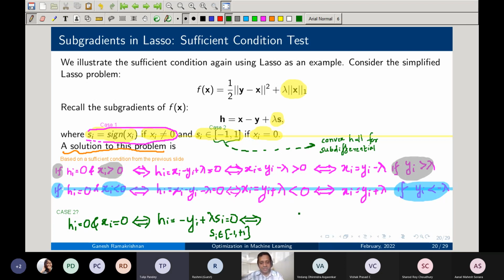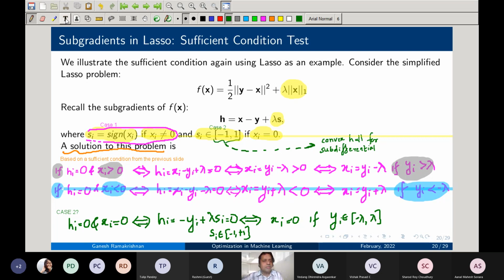No, sir, I was just going to say the next step. Yeah, please go ahead. So we'll get yi is between minus lambda and lambda for case 2. Right. So this is like saying xi is 0, and this si is between -1 and +1, and if this sum has to be 0, then it's the same as saying yi is between minus lambda and plus lambda, and xi is equal to 0, right? Good.